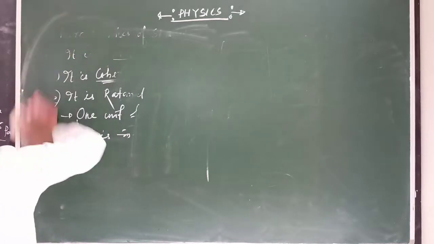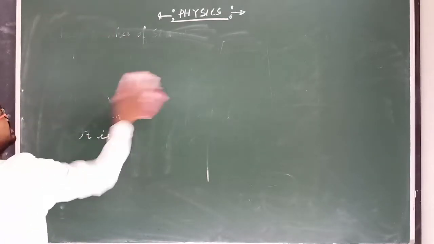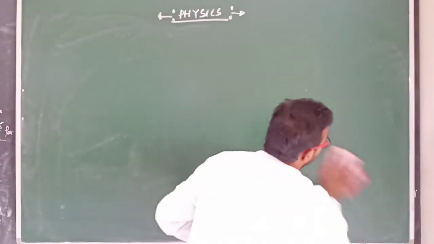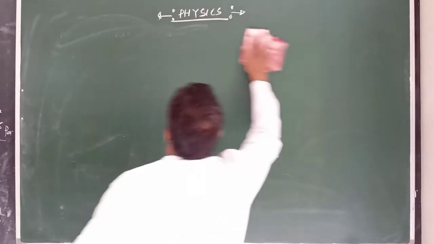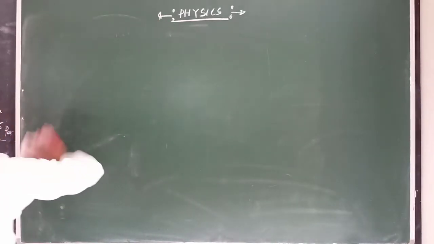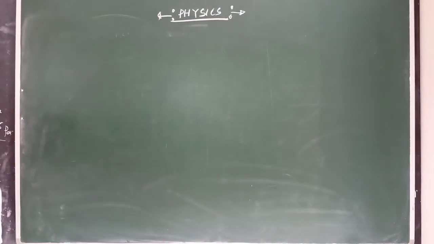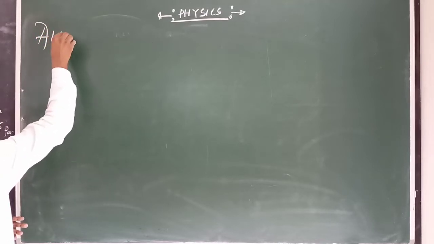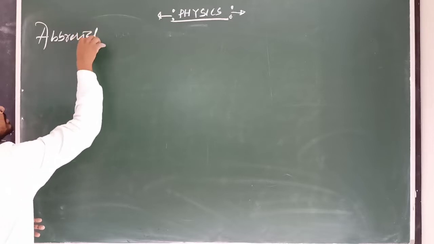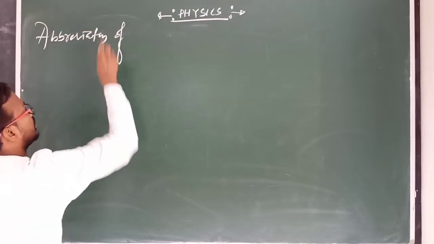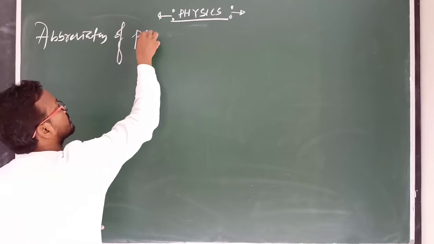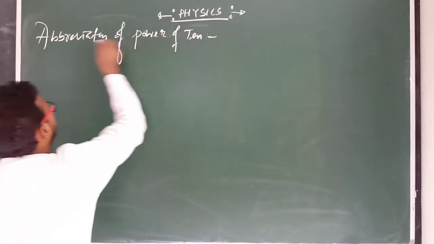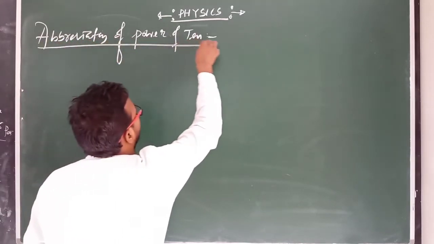Clear? Next we will start another concept of the remaining part of physics, unit and measurement. Here we will discuss the abbreviation of power of 10. So what is the abbreviation of power of 10? We have to write here: abbreviation of power of 10. Clear? Okay.